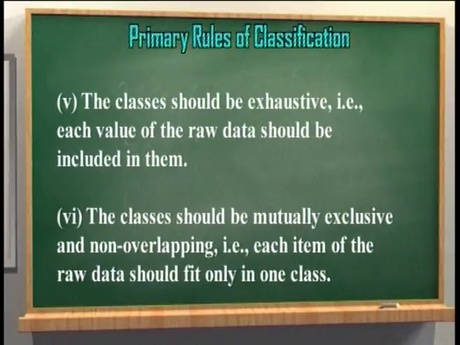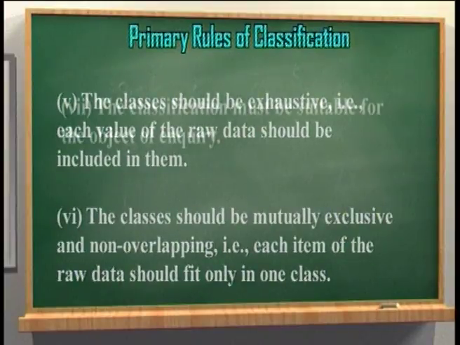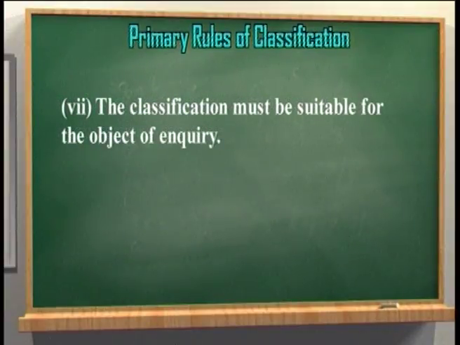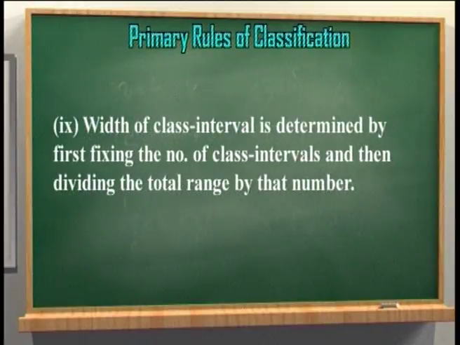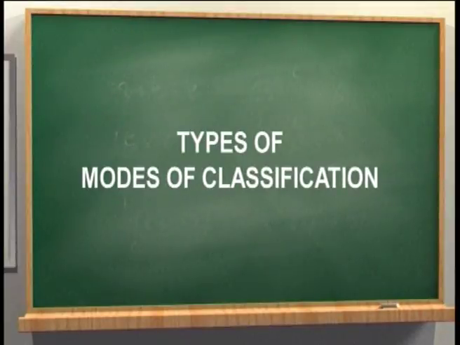The classes should be mutually exclusive and not overlapping, that is, each item of the raw data should fit only in one class. The classification must be suitable for the object of inquiry. The classification should be flexible and items included in each class must be homogeneous. Width of class interval is determined by first fixing the number of class intervals and then dividing the total range by that number.